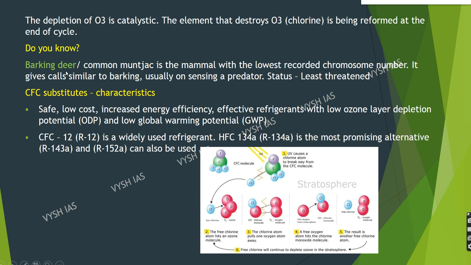A fact, barking deer or common muntjac is the mammal with the lowest recorded chromosome number. It gives calls similar to barking, usually on sensing a predator. Status least threatened.